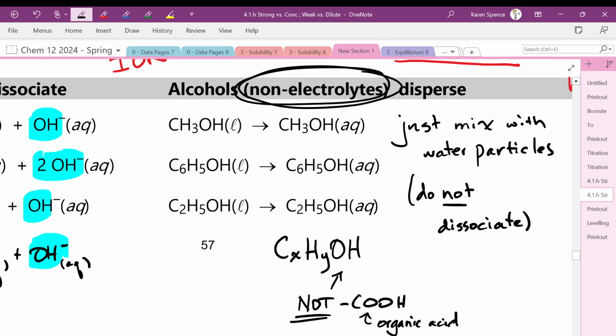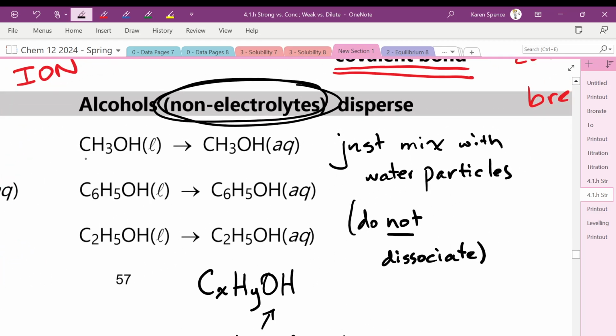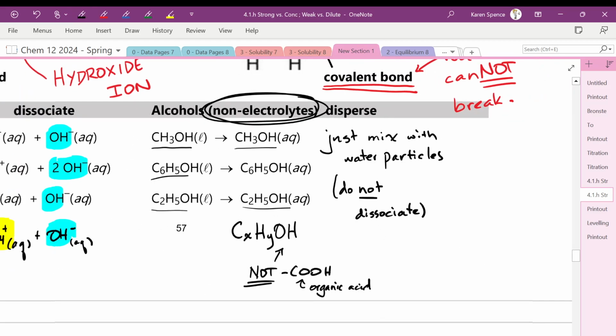So you start with CH3OH, which is liquid, which is just pure, and then it becomes a mixture of those CH3OH molecules with water molecules, aqueous. You start with pure, what's this one? Pure phenol, and then you have phenol mixed with water. You start with pure ethanol, ethanol mixed with water, but the ethanol molecules are still intact. They don't split apart. And that's just about it, okay?